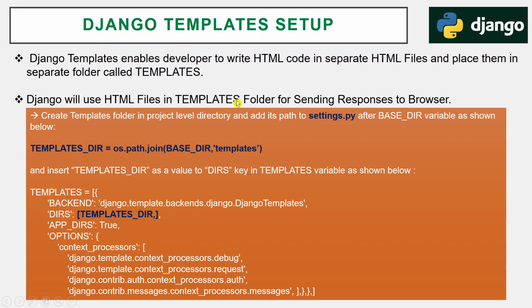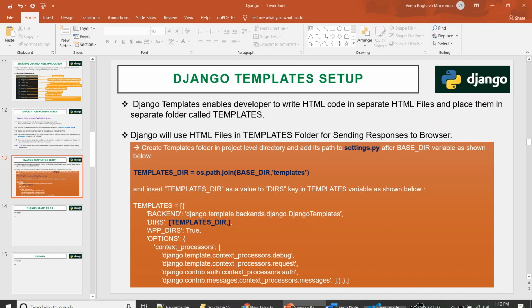Okay, let us discuss now how to set up these templates. Okay, the first step is you need to create templates folder in project level directory, and add its path to settings.py file after BASE_DIR variable as shown below. Okay, let us move to the VS Code, friends. Let's do it practically. The first step is you need to create a folder in project level directory.